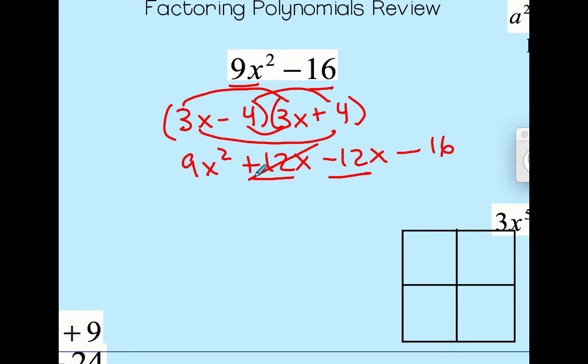12x and negative 12x cancel, leaving me 9x squared minus 16.